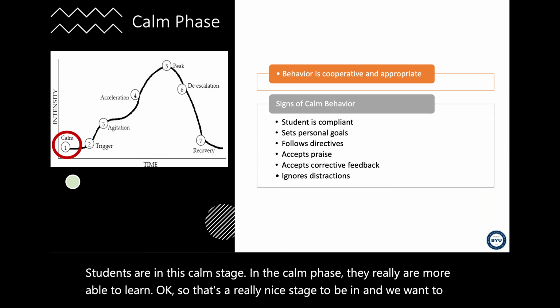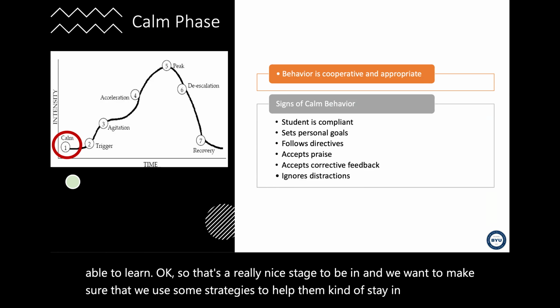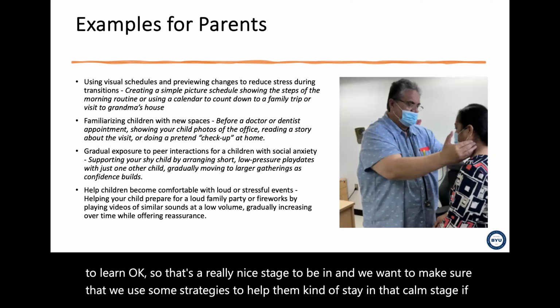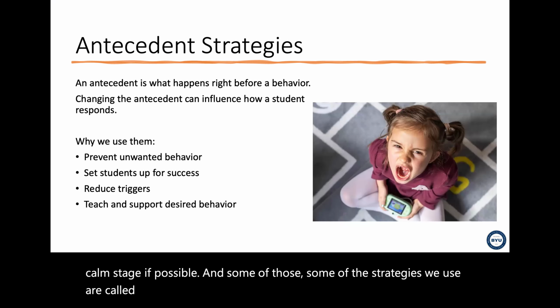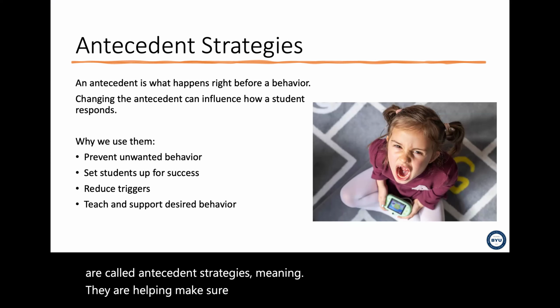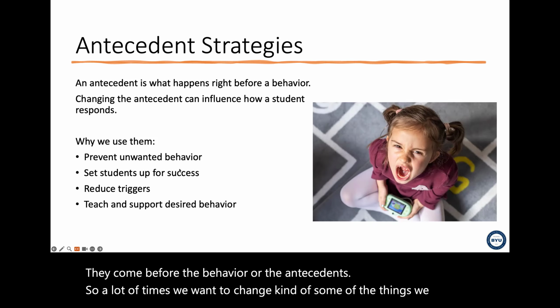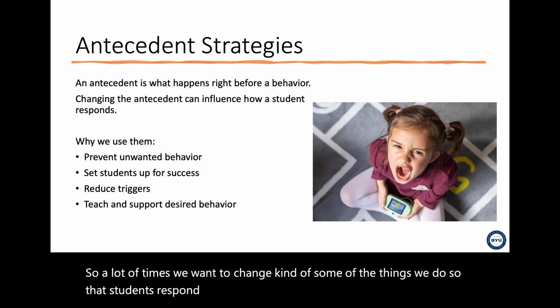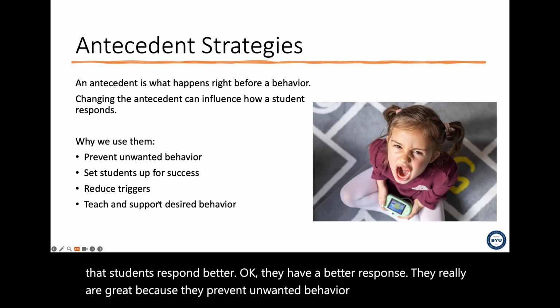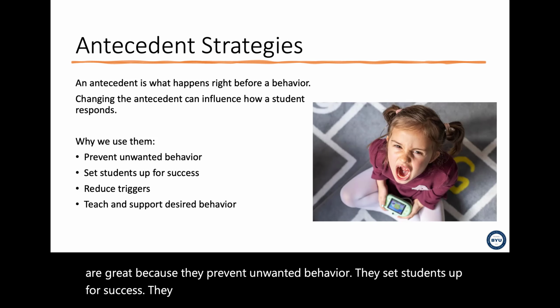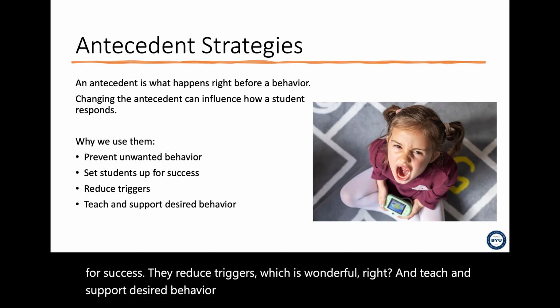And we want to make sure that we use some strategies to help them stay in that calm stage if possible. Some of the strategies we use are called antecedent strategies, meaning they help make sure that we don't trigger a behavior. They come before the behavior, the antecedents. A lot of times we want to change some of the things we do so that students have a better response. They are great because they prevent unwanted behavior. They set students up for success. They reduce triggers, which is wonderful, and teach and support desired behavior. So they are great to use with students.